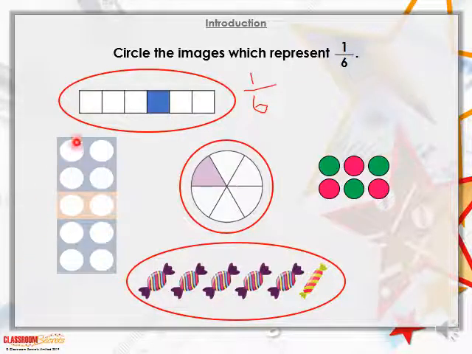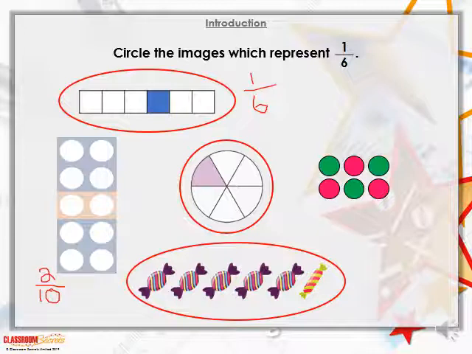So let's see, first of all, what's our denominator? What has it been split into? 1, 2, 3, 4, 5, 6, 7, 8, 9, 10. So we know the denominator on this shape would be 10. It's been split into 10 equal parts. And then let's see how many parts we have. 1, 2. So this image would be 2 out of 10, or 2/10.